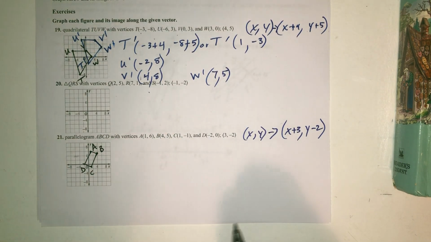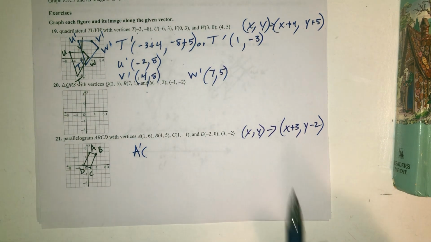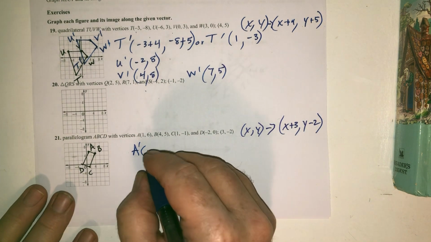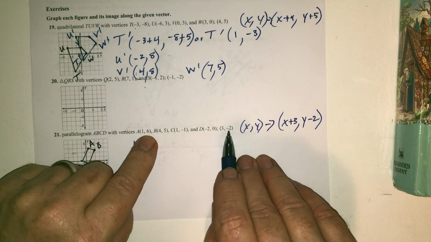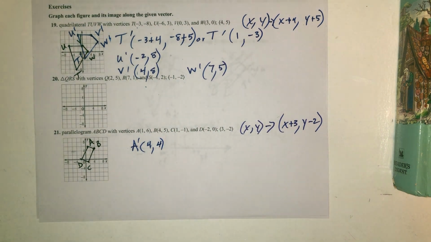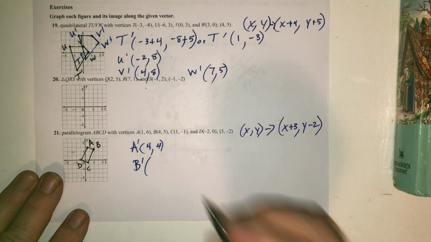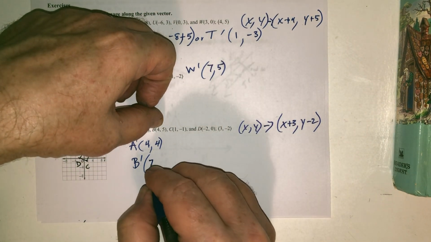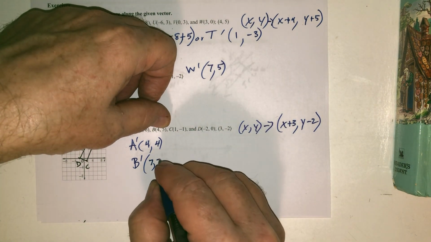So now we're going to find the translated coordinates, A prime. We will take the x-coordinate of A, 1, and increase it by 3. 1 plus 3 is 4. We'll take the y-coordinate of A and decrease it by 2. 6 minus 2 is 4. So 4, 4 will be the coordinates for A prime. Let's find the coordinates of B prime next. Take the x-coordinate 4 and increase it by 3, which makes it a 7. Take the y-coordinate 5 and decrease it by 2, which makes it a 3.